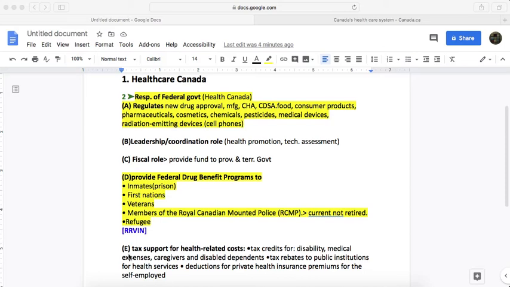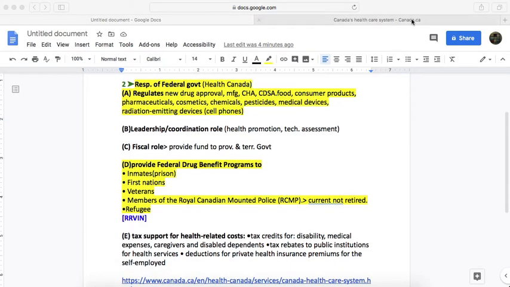Fifth important responsibility is tax support for health related cost, like tax credit for disability, medical expenses, caregivers and disabled dependent, tax rebates to public institution for health services, deduction for private health insurance premium for the self-employed.